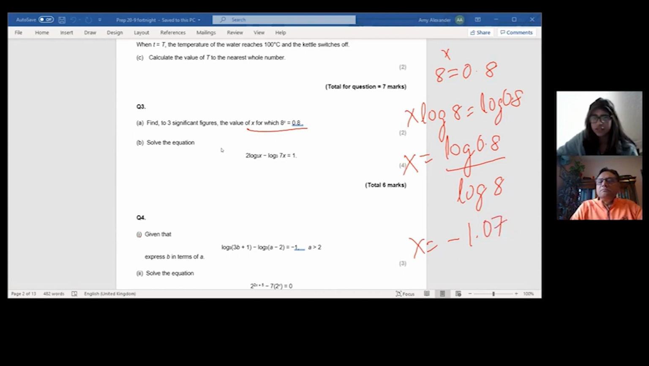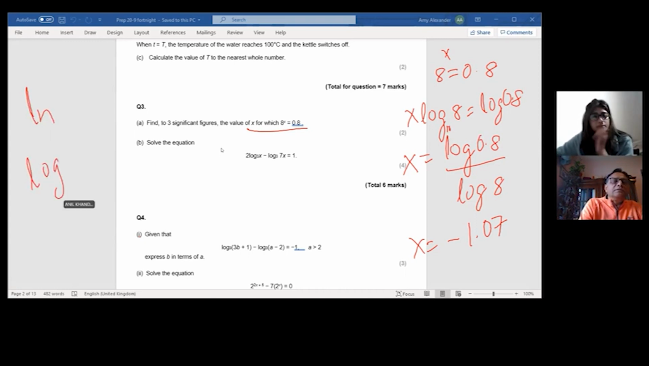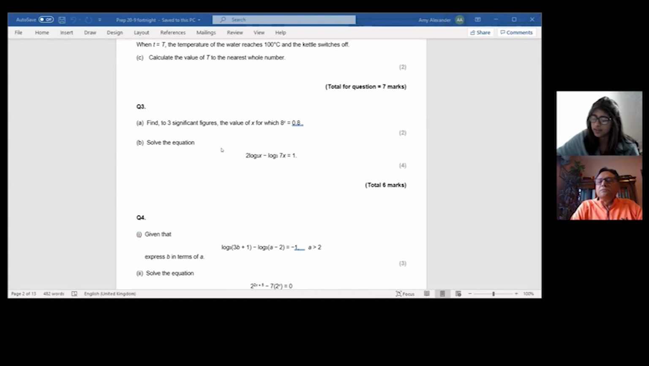Is it fine to write just log 8 in the exam, or do I need to write log base 10, or they know what it is? By default, it is base 10, so you need not be specific. There is no need to write log to the base 10. Okay. So ln is natural log, which is to the base e. So ln x will be log base e of x.